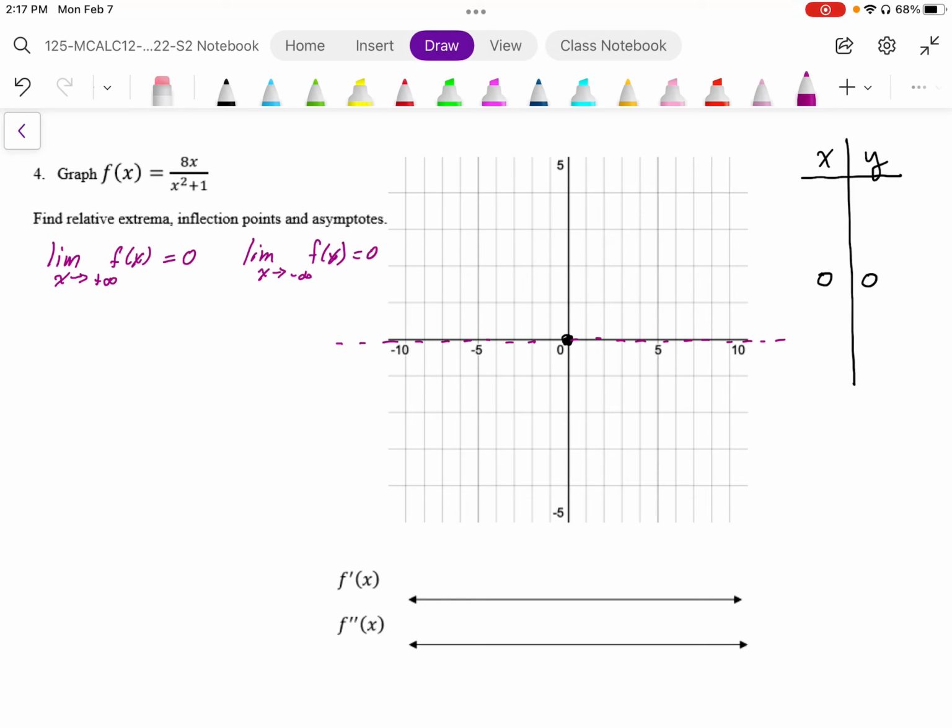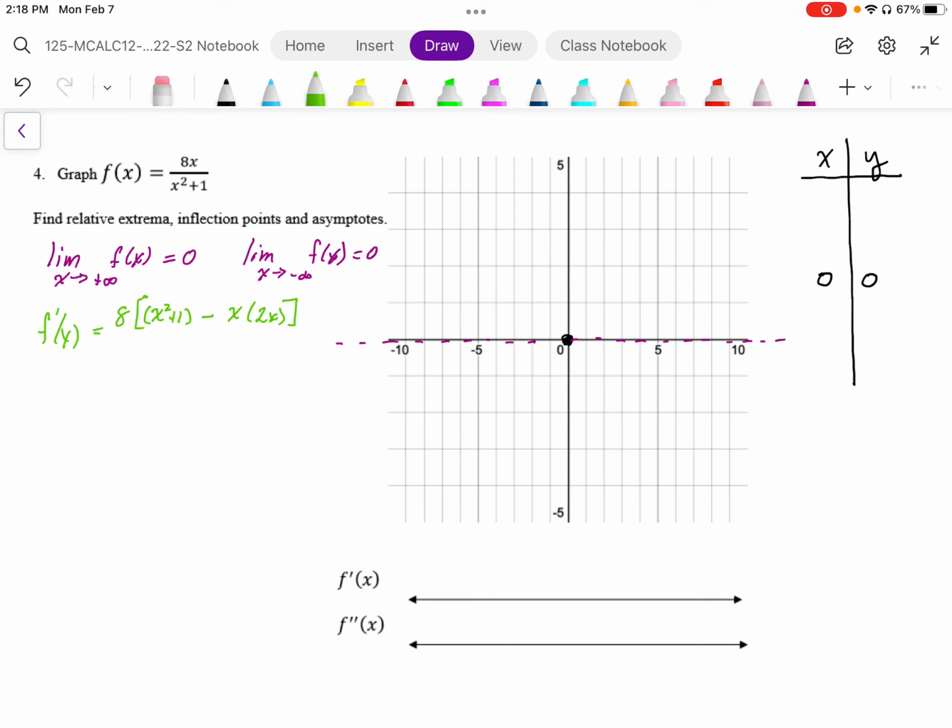Okay, so I want to find some min and max points to graph this. So I'm going to find, first of all, my first derivative. So f prime of x, when I differentiate this, I'm going to put the 8 on the outside. So I'm going to end up with 1 times x squared plus 1 minus x times the derivative of x squared plus 1, which is 2x. And I maybe should put those in square brackets on the outside here.